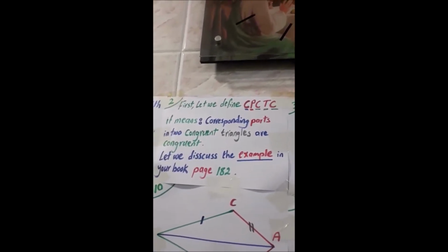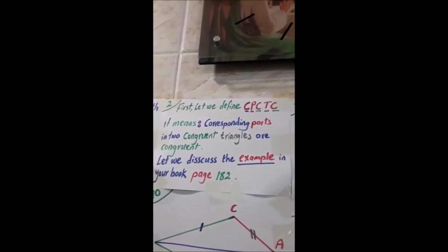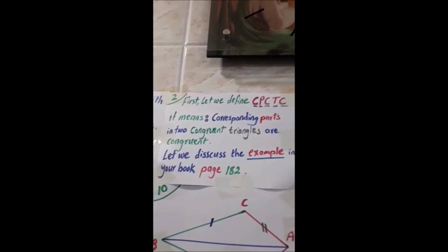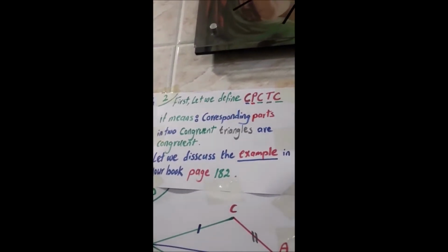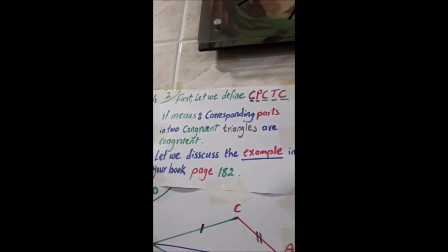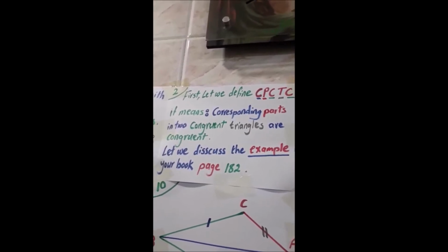You will see this abbreviation, CPCTC. Let us know the meaning of this abbreviation. It means corresponding parts in two congruent triangles are congruent. C is for corresponding, P for parts, C for congruent, T for triangles, and the last C is for congruent. So we have corresponding parts in two congruent triangles are congruent.